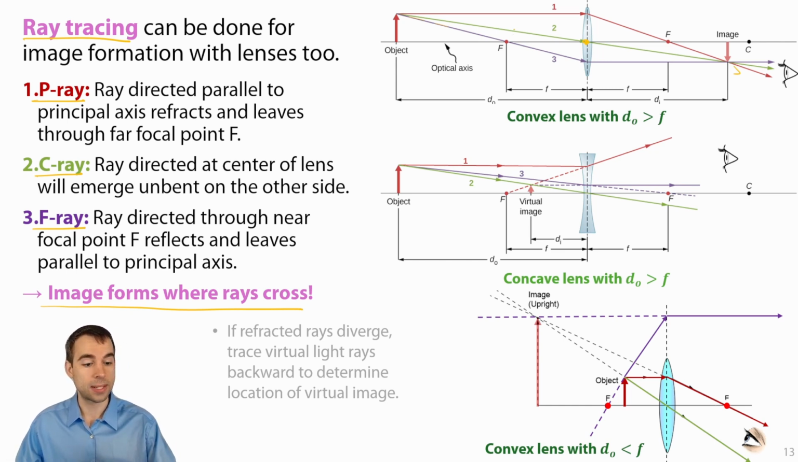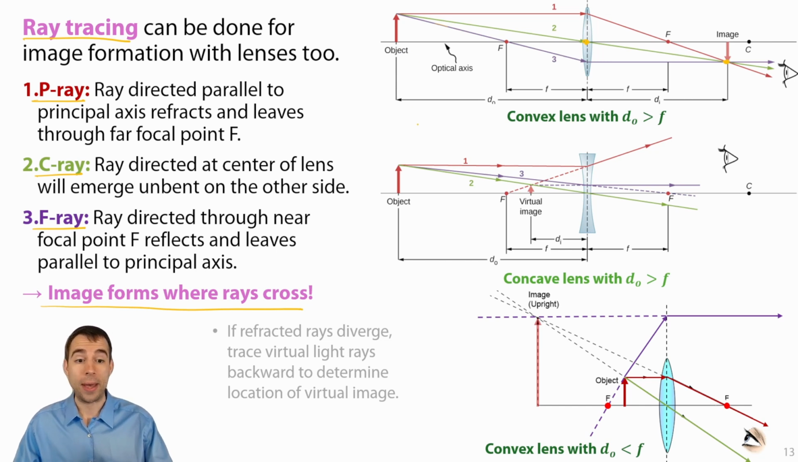So in this convex lens up here, we see that the P ray, C ray, and F ray are all bent such that they converge at one point on the other side of the lens. And that would mean that we form a real image from this convex lens as long as our object is outside of the focal point.